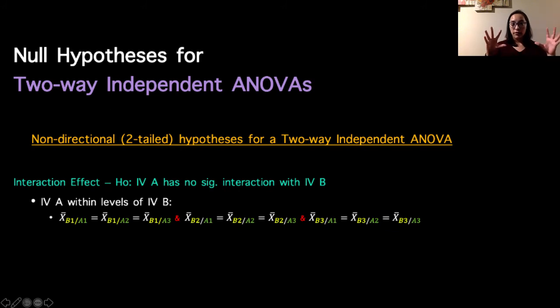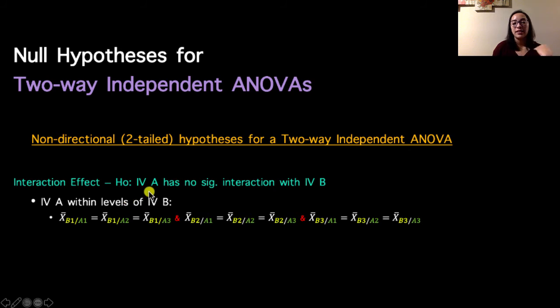So just for reference, you are going to have three p-values that you report as the main effect of a two-way independent ANOVA. Okay, you have one for independent variable A, one for independent variable B, and then one for the interaction effect. Okay, so for the interaction effect, it's mainly saying independent variable A has no significant interaction with independent variable B. A nice, simple null hypothesis. The actual interpretation of it is not so simple, so I apologize for that.